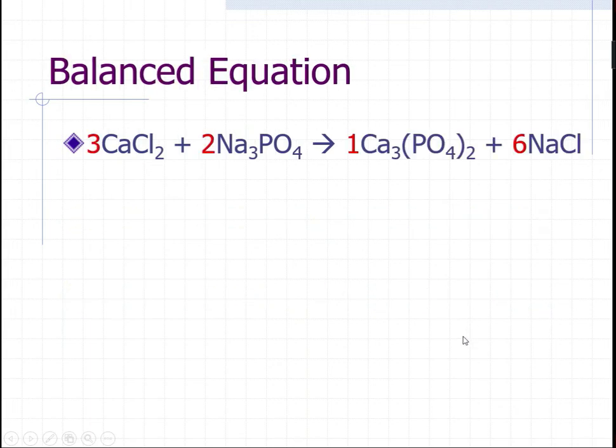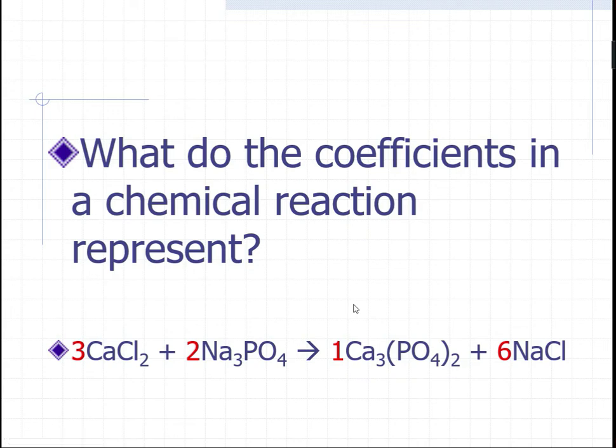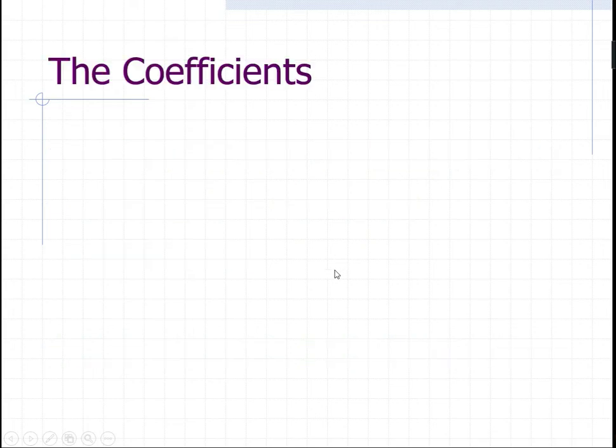So if this is your balanced equation with the 3s, the 2s, the 1s, and the 6s, my question for you that revolves around this video is, what is up with the coefficients? What do the coefficients in the balanced chemical equation represent? Well, if you think about it, for every 3 molecules of calcium chloride, I need 2 molecules of sodium phosphate. So it represents a ratio of particles, or a ratio of the actual molecules.